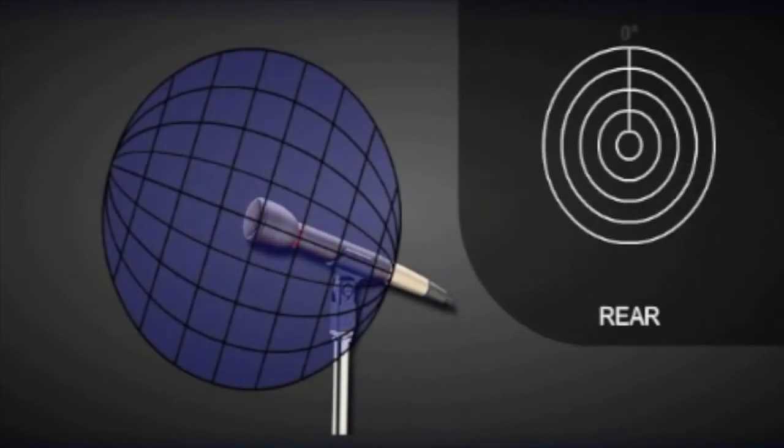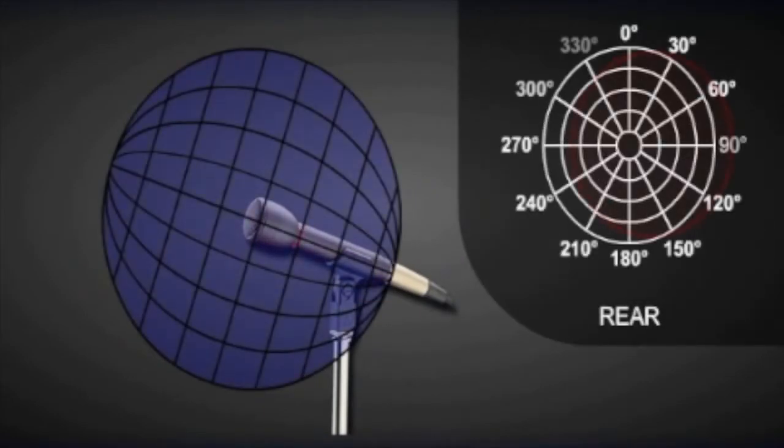Omnidirectional microphones pick up sound in a full 360-degree area from the front element of the microphone. These are truly omnidirectional in the low and mid frequencies, but become more directional as the frequency goes up due to smaller wavelengths.